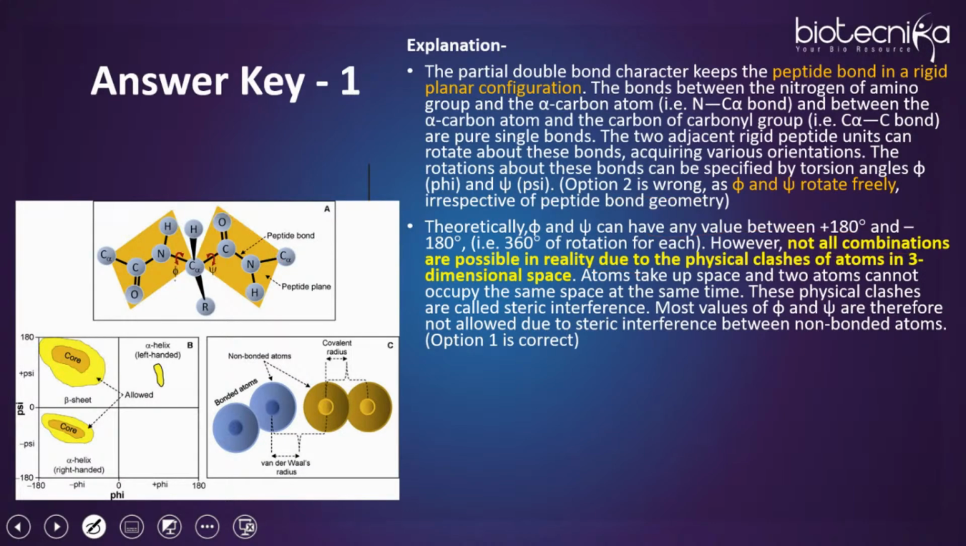Because if you think, this is a non-bonding atom and this is another non-bonding atom. Now, just imagine if this angle is rotating. So what will happen? This will come closer. If this comes closer, there will be a steric hindrance.